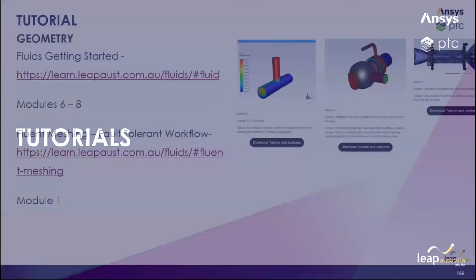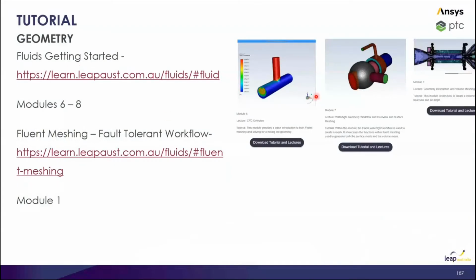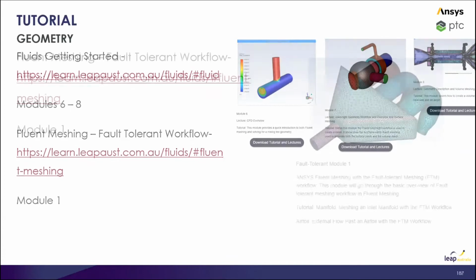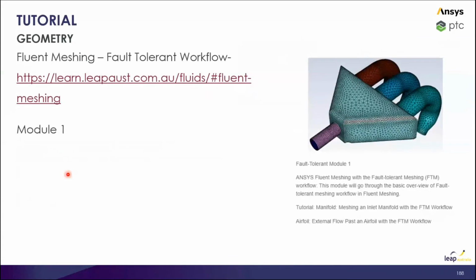If you go into your tutorials, the getting started stuff, you've got tutorials 6 to 8 to go through. There is also the fault tolerant workflow. Instead of requiring nice clean geometry, you can do what's called wrapping. You can wrap internal or even external geometry as well. You can also have a look at that.